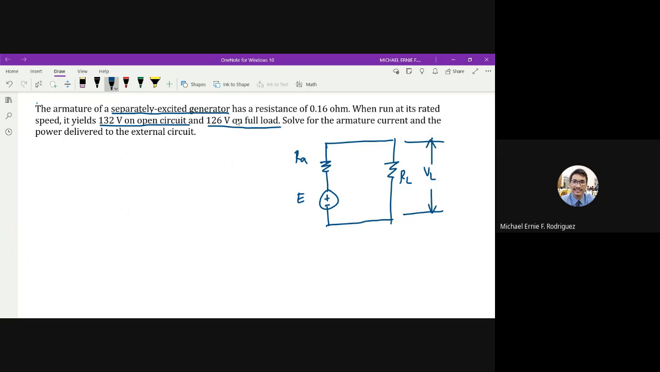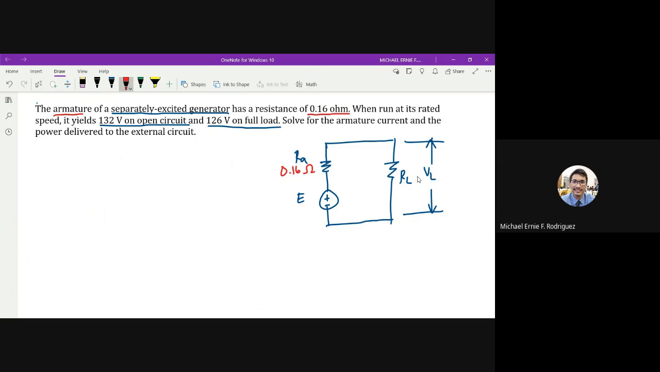So ang given sa problem, ito sabi niya, the armature has a resistance of 0.16 ohms. So given natin yung resistance ng armature, 0.16 ohms. And then, ito ang nakakalito dyan. Ang sabi niya kasi, 132 volts on open circuit and 126 volts on full load. Saan natin ilalagay yan, sa E o sa VL?